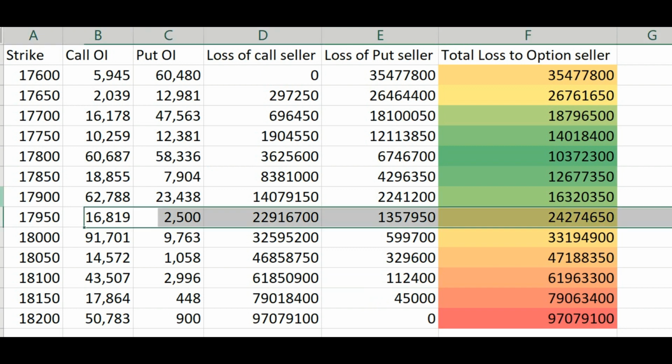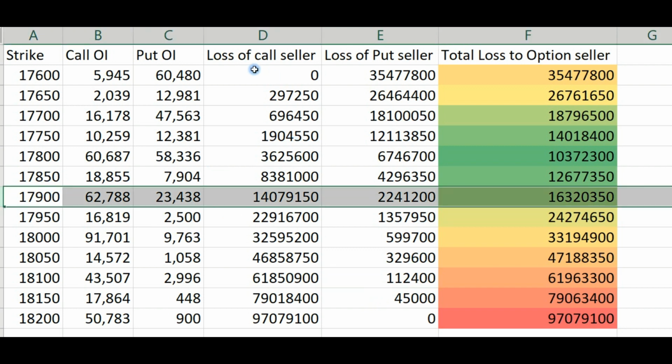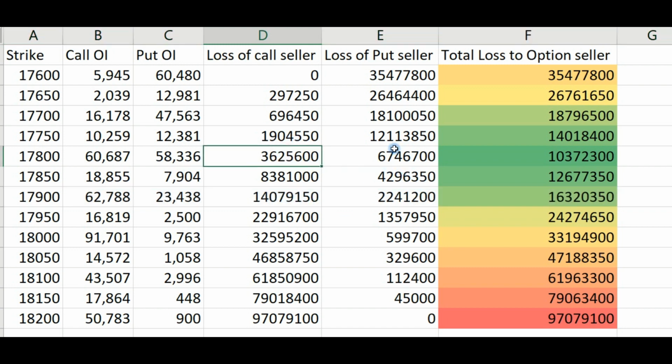So if expiry is at 17,900, how much will be loss of call seller? It is here. And how much will be loss of put seller? It is here. Okay, so we add loss of call seller and loss of put seller and see how much will be maximum loss for option seller.